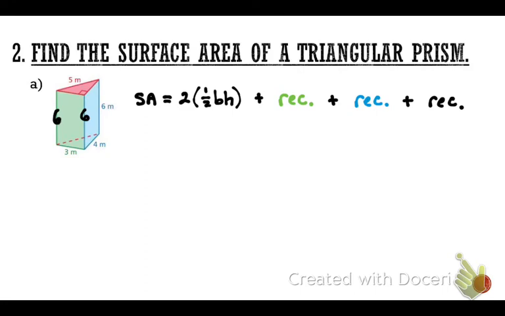Let's see if you can identify this one. If this is 3, what else is 3? The top of it. Everybody put a 3 right there. What do you think this length right here would be? 4. How'd you figure that out? Because it's the same as the bottom. Everybody put a 4.